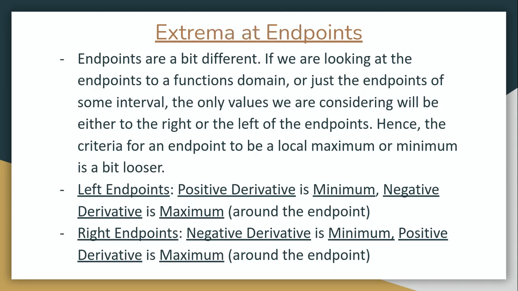Okay, I'll read this, and I think we covered it already, but endpoints are a bit different. If we were looking at endpoints to a function's domain or just the endpoints of some interval, the only values we are considering will be either to the right or the left of the endpoints, right? We're only considering values to one side because they're endpoints. Hence, the criteria for the endpoint to be a local maximum or minimum is a bit looser, and the rules I established below are the ones that I just covered with how to determine whether a left or right endpoint will be a maximum or not, or minimum or whatever.